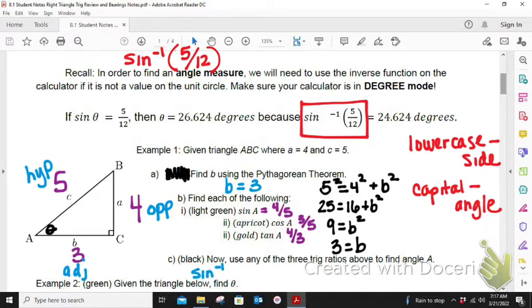So you could type in the inverse sine of 4/5. Or if you use cosine, you would do inverse cosine of 3/5. Or you could do inverse tangent of 4/3. So pick one, type it in your calculator to find the measure of angle A.